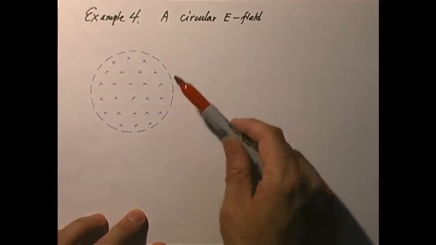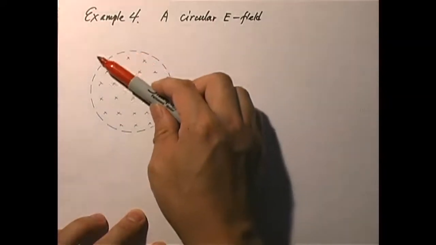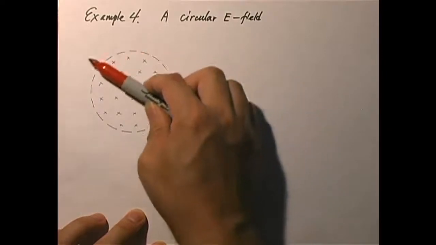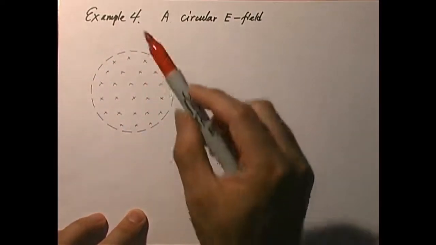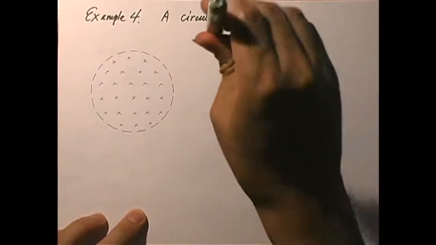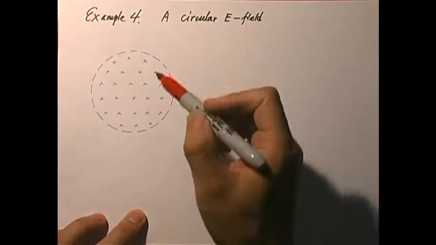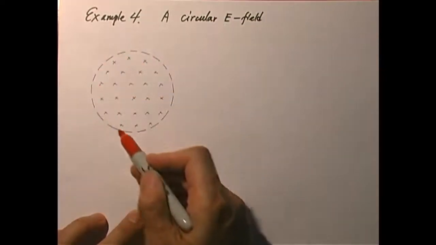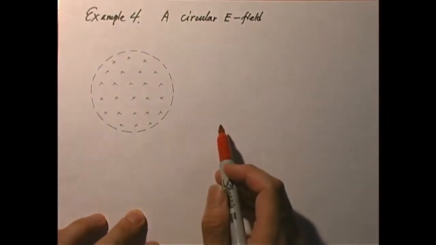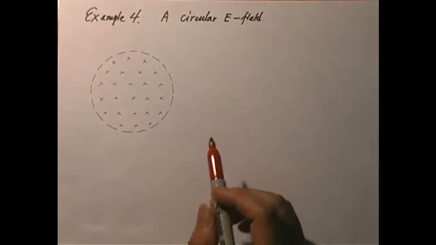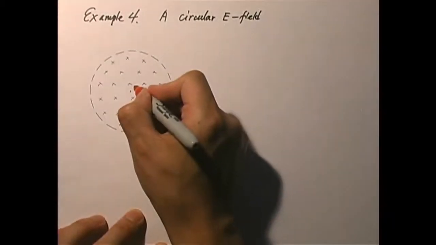It's produced by a magnetic field confined into a circular area. Those crosses are magnetic field lines pointing into the paper. Okay, it is contained within this circle of radius big R. Here is the center of that circle, point O.